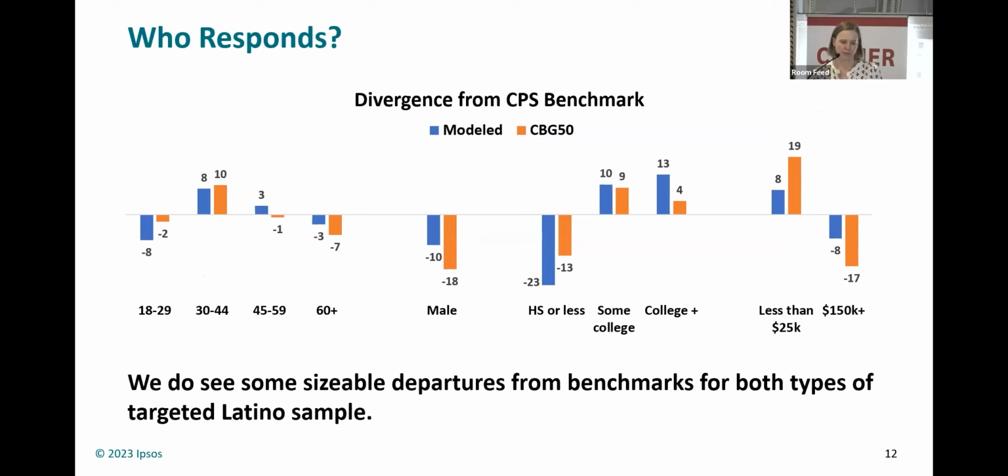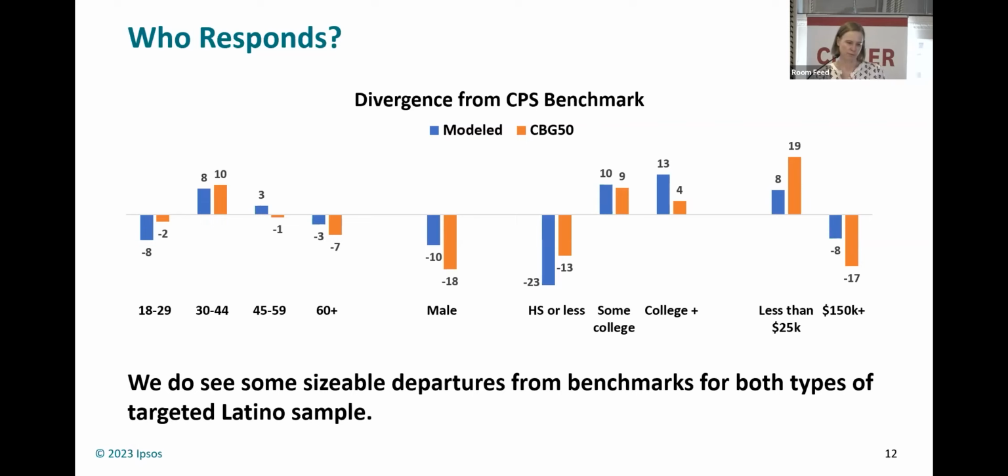And so then it becomes a question of who responds, right? So who are the people that we're reaching with these different methods? What I'm showing here is the divergence from the CPS benchmark under each of these different ways of targeting someone. And this is unweighted results. If it's below the line, it means we're underrepresenting them, and if it's above the line, we're overrepresenting them. And I think basically what you see is that there's not really a clear picture where one better reaches the population than the other. It's kind of a mixed bag.